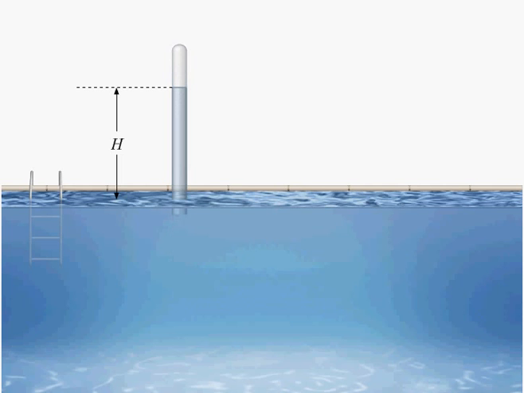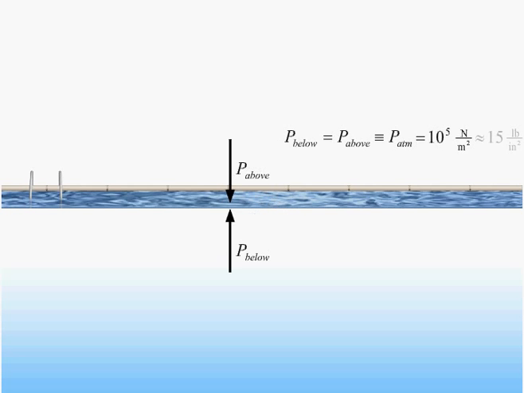Why does this happen? We just learned how pressure varies with the depth in a given liquid. We can use this knowledge to compare the pressure at the surface of the pool with the pressure at the top of the column of water when it is at its maximum height. Since the surface of the water in the pool is stationary, the pressure just beneath the surface must be the same as the pressure just above the surface. This pressure just above the surface is the atmospheric pressure, typically about 10 to the 5th newtons per square meter, or about 15 pounds per square inch.